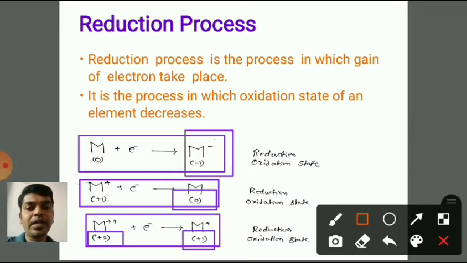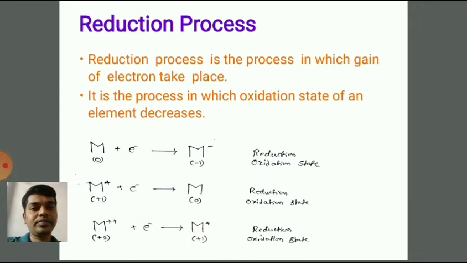So in the three cases the oxidation state decreases by 1 after accepting one electron in each case. In the first case 0 to -1, second one +1 to 0, and in the third one +2 to +1. So it is a decrease in the oxidation state. So this is all about a reduction process, or you can say the reduction reaction, in which the gain of electron takes place, and also at the same time the oxidation state of a particular element decreases.